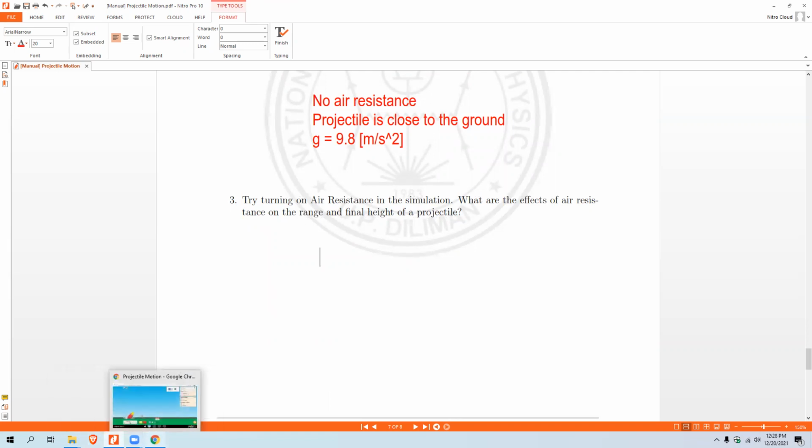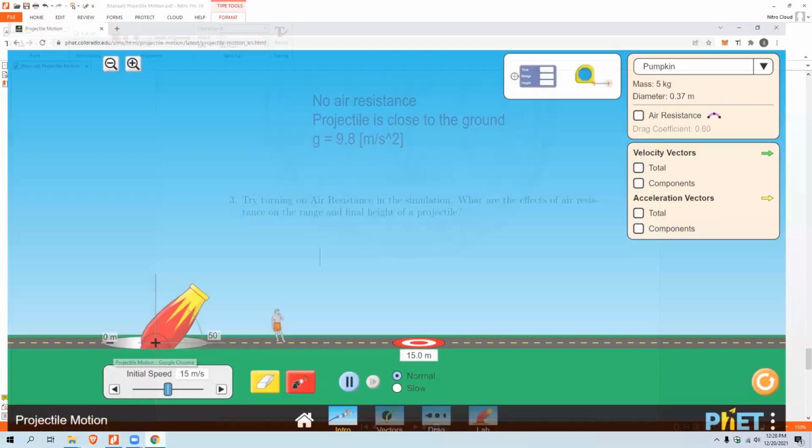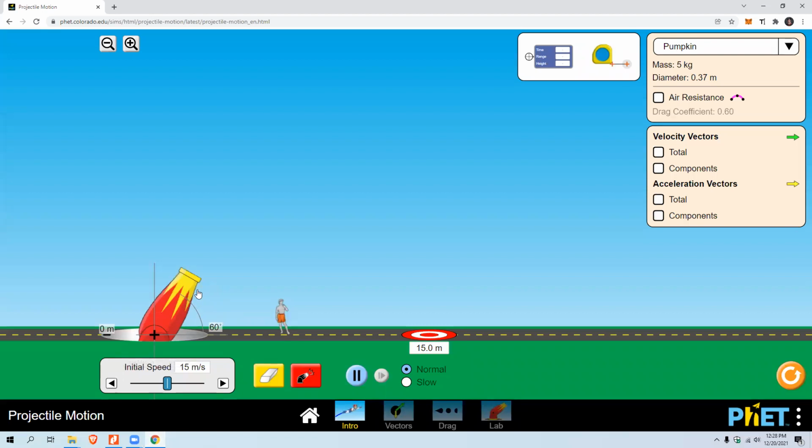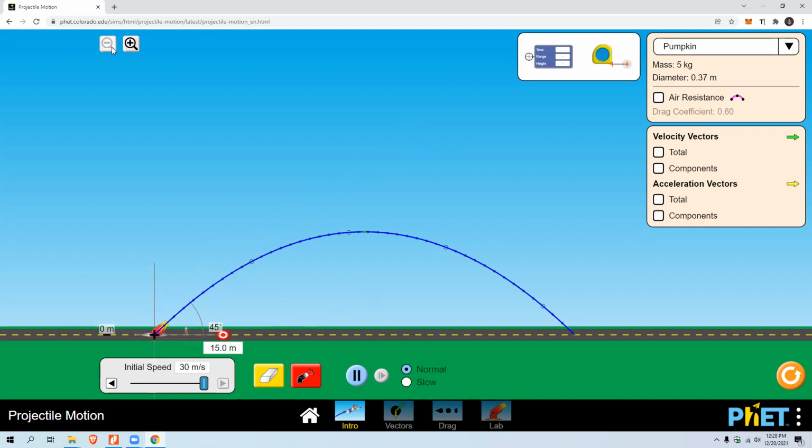So ito ay pinakamadaling mapapakita through a demonstration. So taas natin yung angle. Gawin natin 45 pala para maximum. And let us max natin yung speed, sige. Tapos let's fire a projectile. And let's zoom out. So ito, yung walang air resistance.